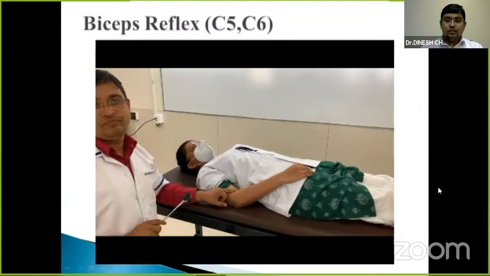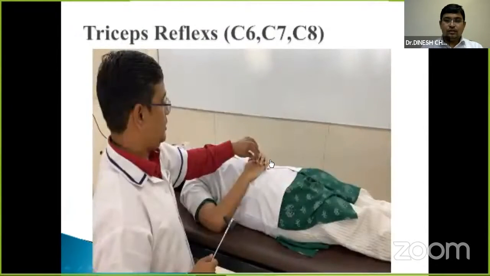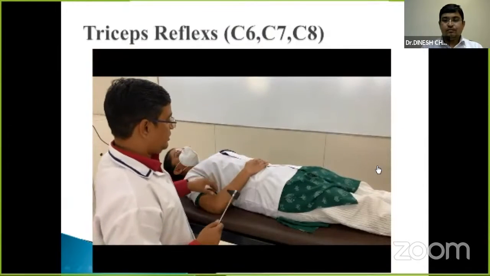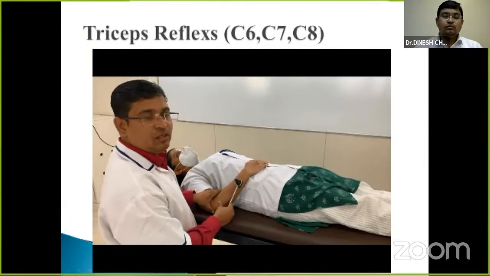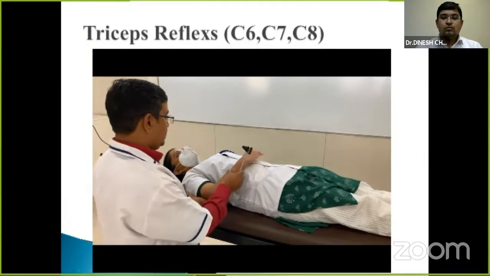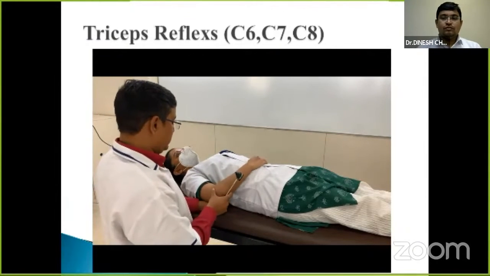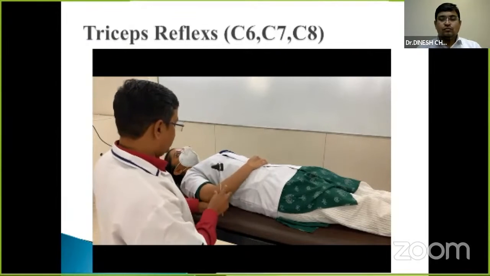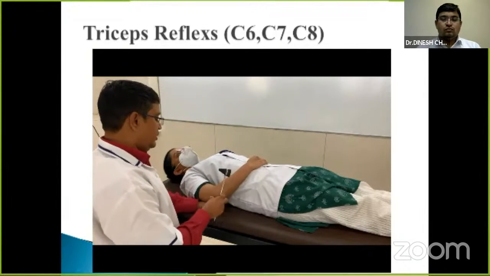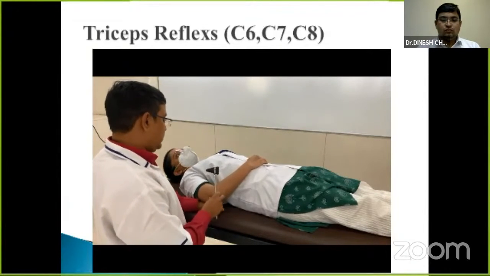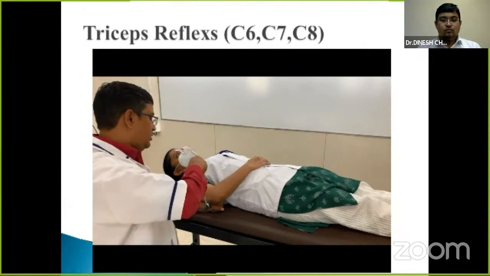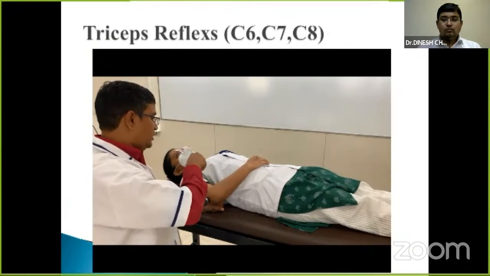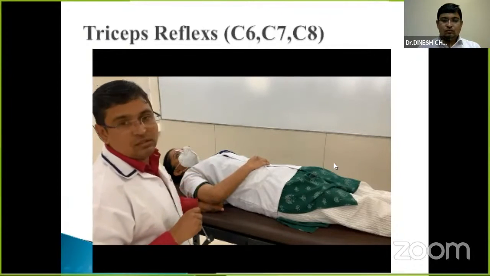Now we'll see the triceps reflex, which is a deep tendon reflex. For it, the elbow has to be flexed a little bit and supported with my hand. I'll palpate the triceps tendon and then hit on the tendon. We'll see the response: extension of the elbow.